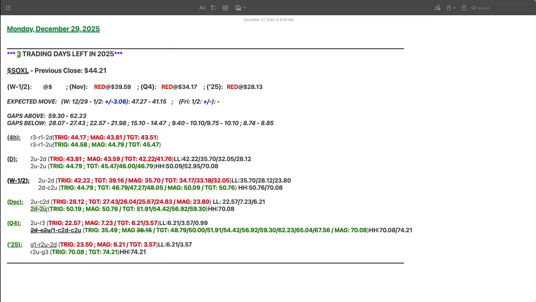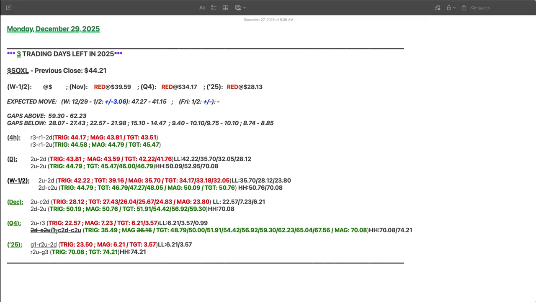So if we do get that two up trigger on the month, that would trigger at 50.09, like we talked about up here. 50.76 would be the magnitude of the two down, two up, and going above 50.76 would give us that higher high on the month perspective, starting an uptrend, right? If we do get past that 50.76 somehow in the next couple of days, we do have the extended targets out here for us. Now, looking at the quarter, we'd have to get all the way down to 22.57 to trigger that red 3 or the bearish engulfing candle.